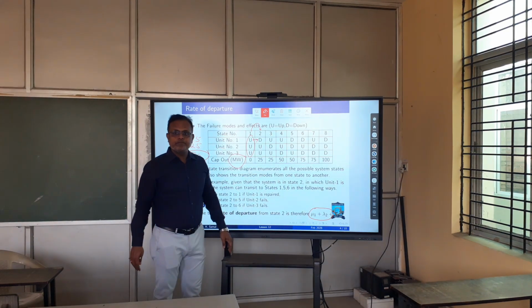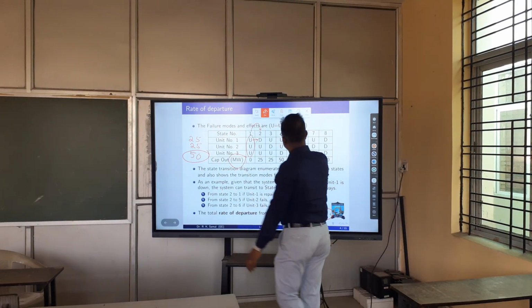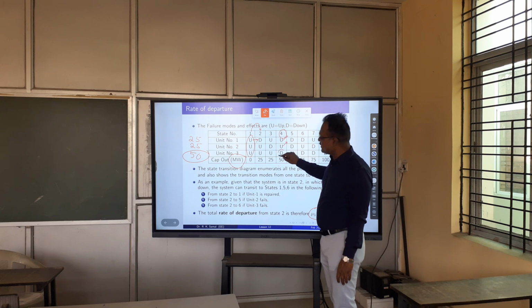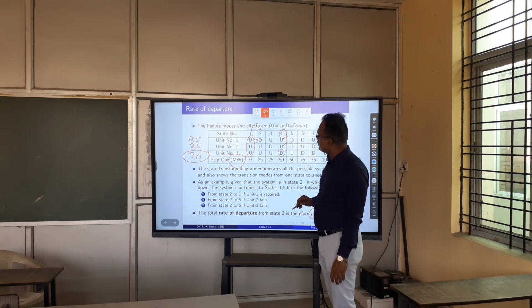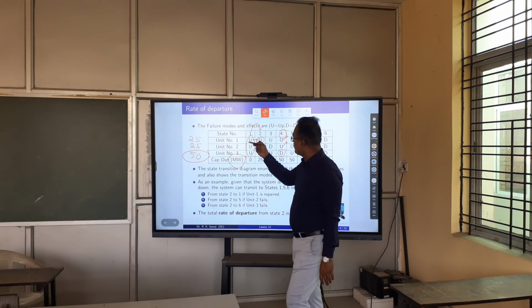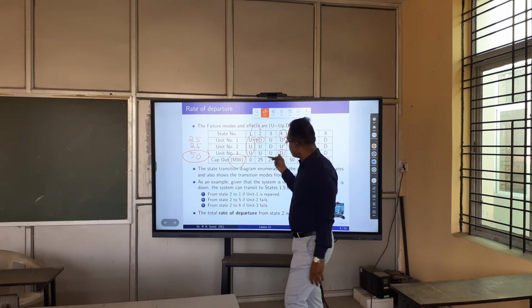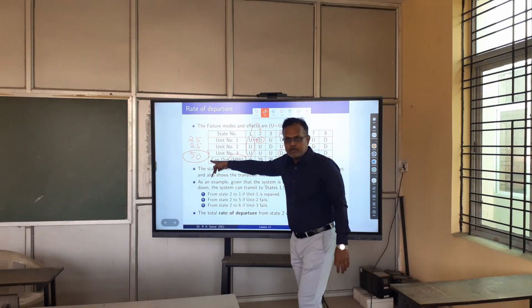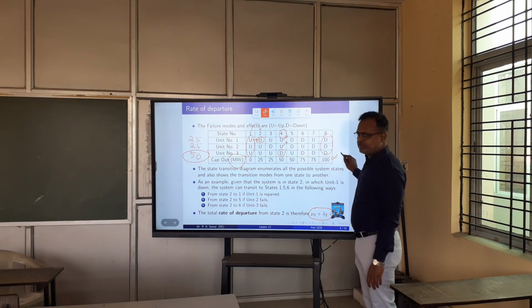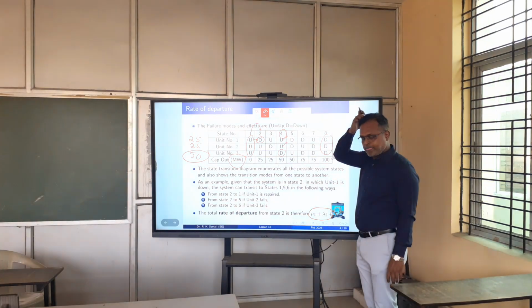Two are going down, giving 50. Up means it is running, down means it is out. Even though two are down, the capacity is different: generator 2 has a capacity of 25 megawatt, whereas generator 3 has a capacity of 50 megawatt. Got it? Here all are down, so the total capacity out is 100 megawatt. Right? Okay.